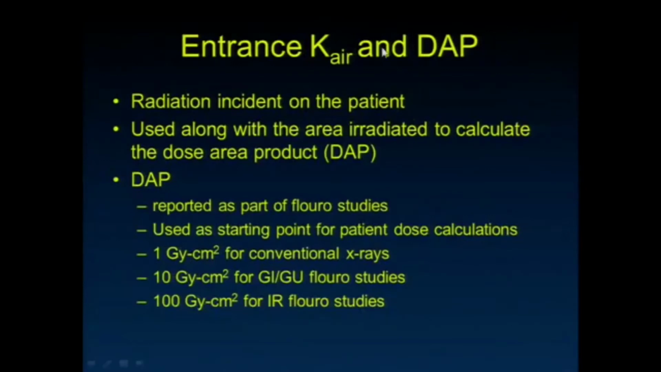I want to stop for a second because certainly that air Kerma is very closely related to that exposure that we talked about. If you take that and multiply it by the size of the area that's irradiated, you get something called the Kerma area product, or the air Kerma area product, or sometimes called the dose area product. And how many people report the dose area product as part of their fluoroscopy studies? It's one of the quality measures that you can utilize there.